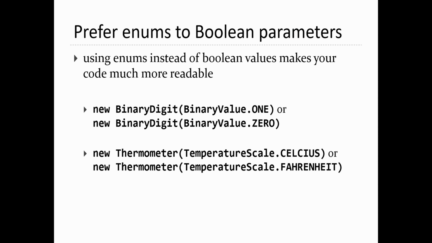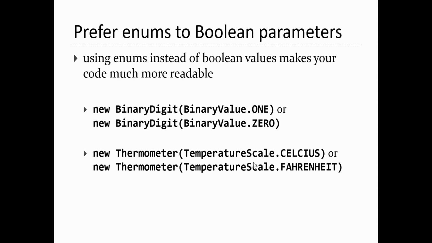If instead you just create a simple enumeration, which takes you like 3 lines of code, so I'm going to make the enumeration binary value. It's only got 2 constants in it, 1 and 0. Now when you read that, it's very obvious what this means. I've got a binary digit whose value is 1, and I've got a binary digit whose value is 0.